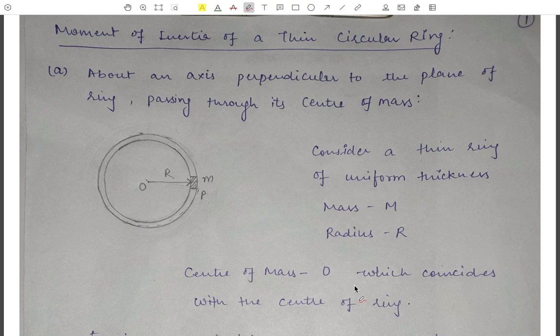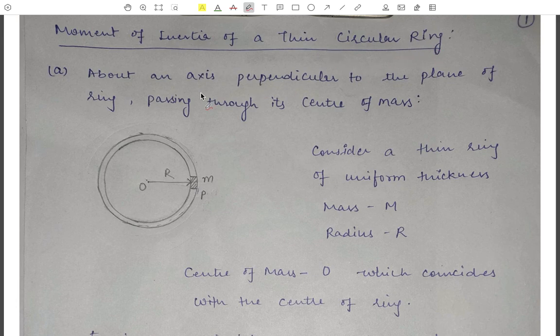Hello everyone. Today we will find out the moment of inertia of a thin circular ring. Like this, a circular ring is a material like a bangle or a kada, that type of thing. So today we will find out the moment of inertia of the thin circular ring.